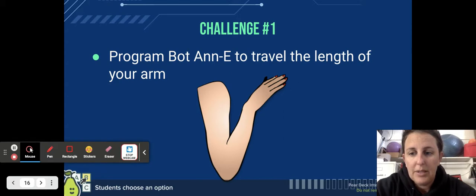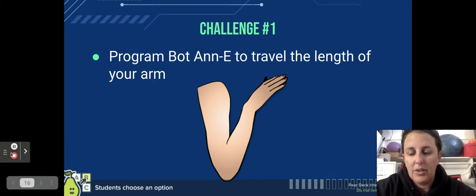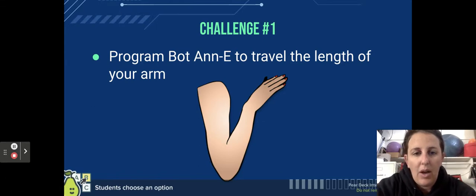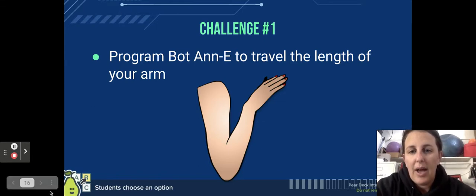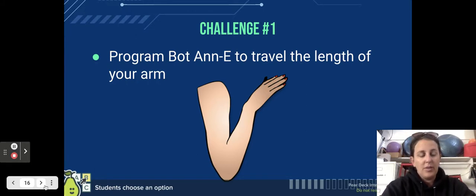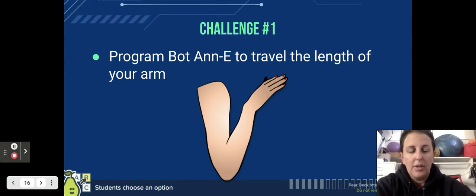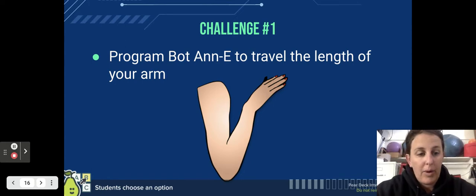All right. How's everyone doing? Good? This one's an easier challenge, I think. All right. So we have a second challenge coming right up, and this one's going to be a little bit more difficult. If you thought that programming Bot Annie to travel the length of your arm was fairly easy, then here is a more challenging challenge for you.